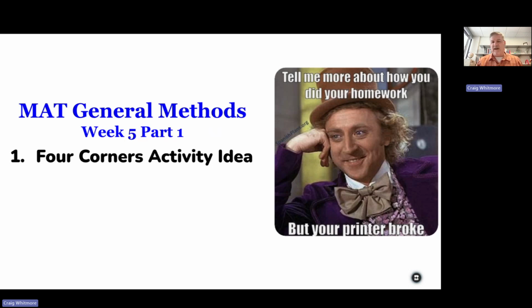I like this from Willy Wonka. Tell me more about how you did your homework, but your printer broke. Love that little meme. Hear that all the time.